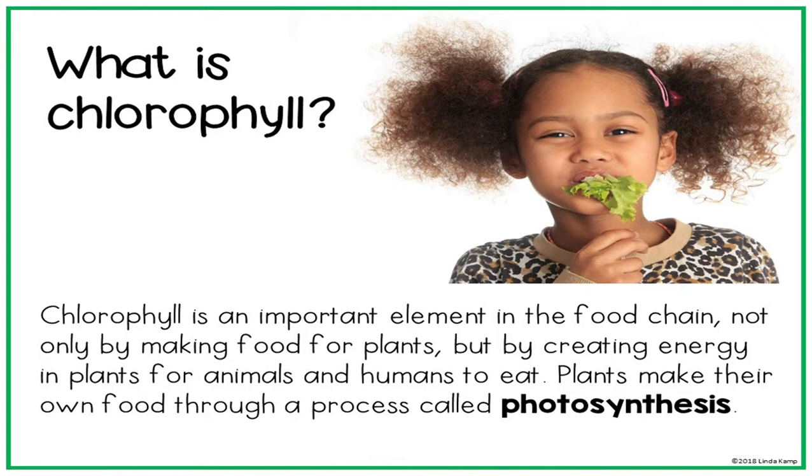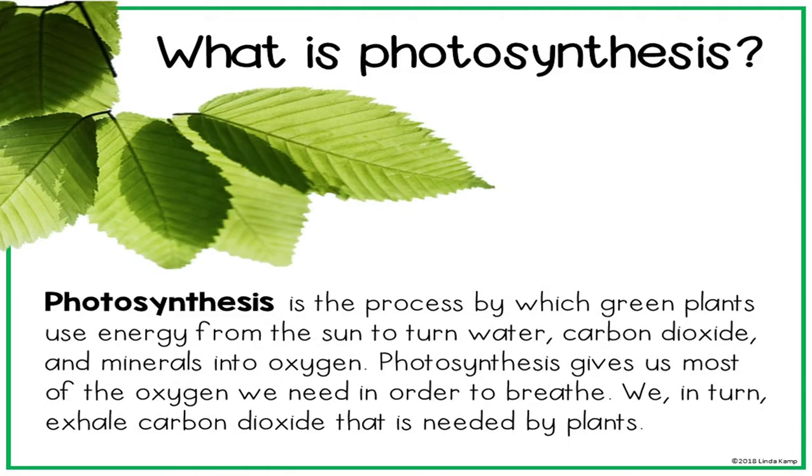What is chlorophyll? Chlorophyll is an important element in the food chain, not only by making food for plants, but by creating energy in plants for animals and humans to eat. Plants make their own food through a process called photosynthesis. What is photosynthesis? Photosynthesis is the process by which green plants use energy from the sun to turn water, carbon dioxide, and minerals into oxygen. Photosynthesis gives us most of the oxygen we need in order to breathe. We, in turn, exhale carbon dioxide that is needed by the plants.